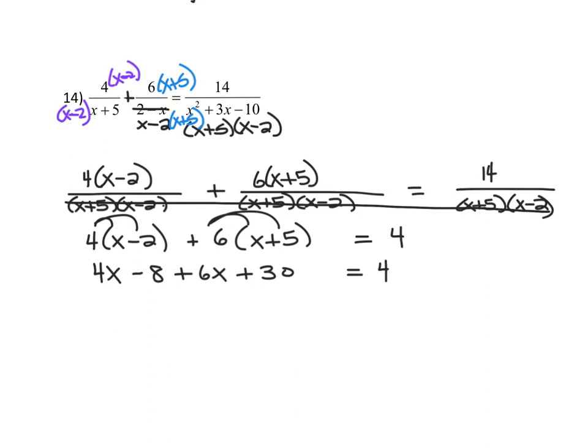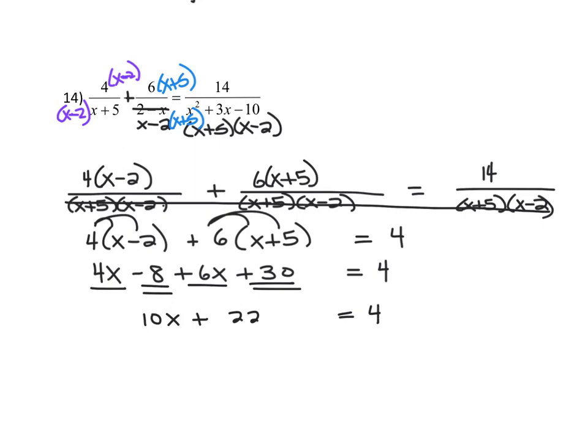Now we don't have any exponents. I mean, it's x to the first power, so it's not like we have to get one side of the equation set equal to 0. That's only if you have x squared, x cubed, whatever it is. So here, I'm just going to combine my like terms. So 4x plus 6x is going to give me 10x. And then -8 plus 30 is positive 22. And I'll bring down the equals 4.